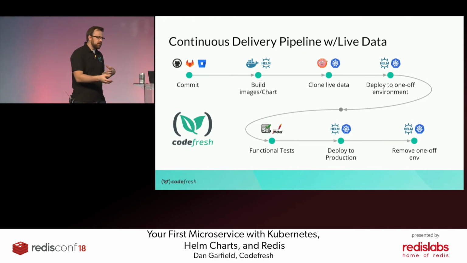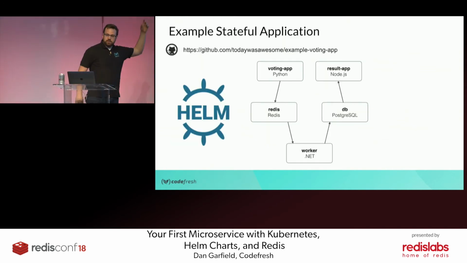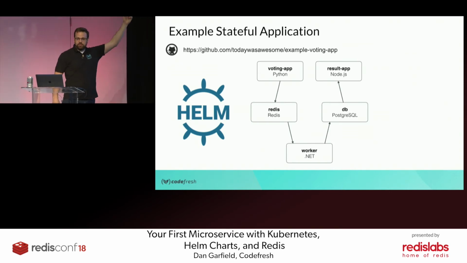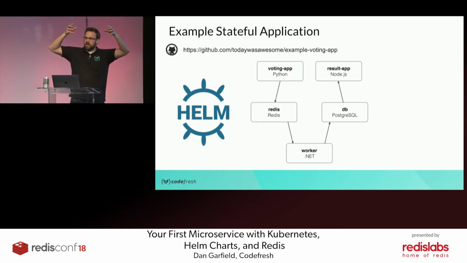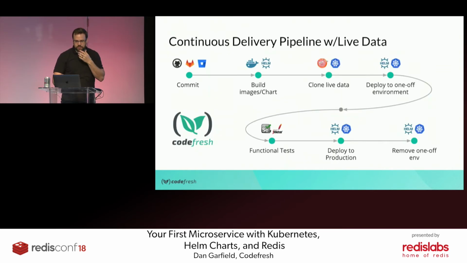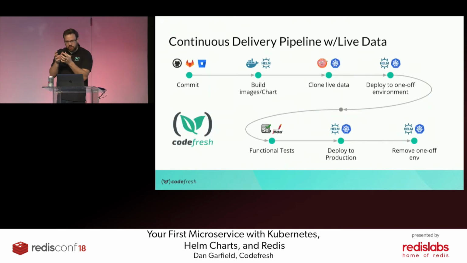What are the images that I'm going to build? Voting app, result app, and worker. Those are the 3 images that I need to build. And then I need to pull in the Redis and the Postgres database in order to package them together for deployment. So that's what I'm building.